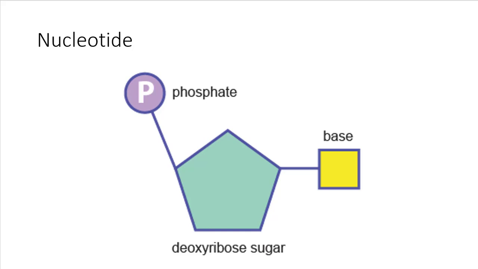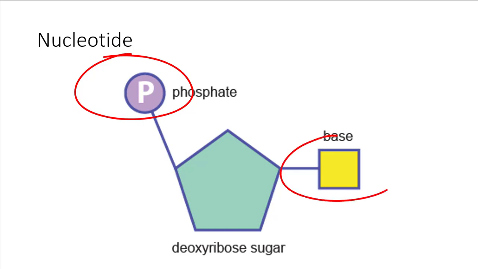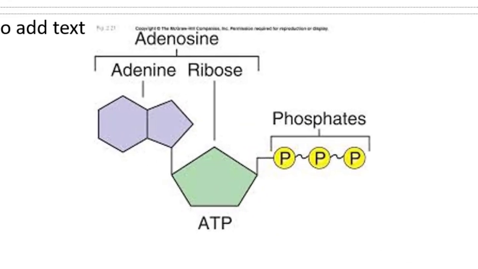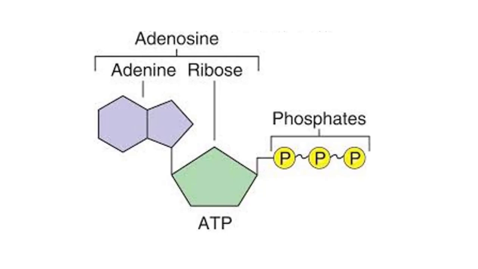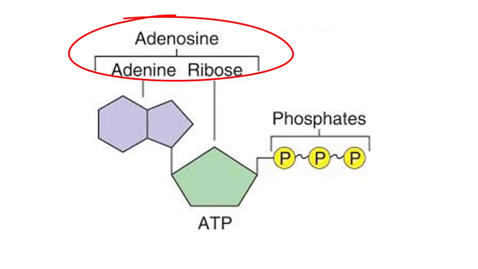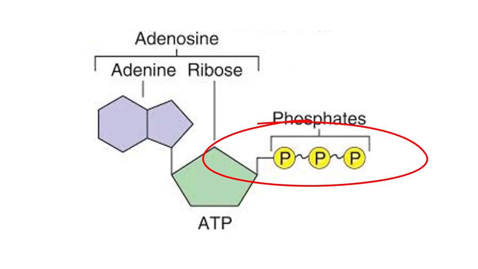A nucleotide consists of a sugar molecule, either ribose in RNA or deoxyribose in DNA, attached to a phosphate group and a nitrogen-containing base. ATP is the chemical abbreviation for adenosine triphosphate, as shown here.